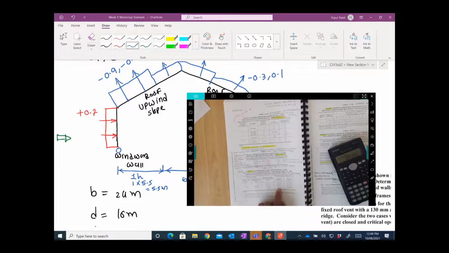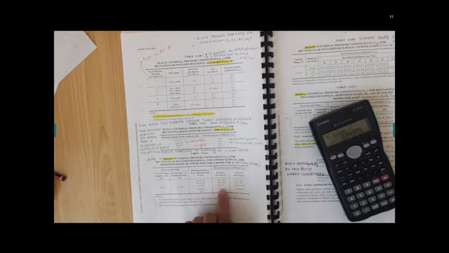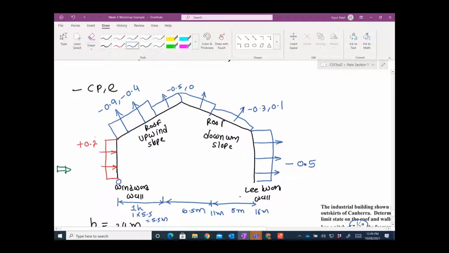These are all the values I took from here. So this is minus 0.9, minus 0.4, minus 0.5, minus 0.3. Basically, it says that where the wind enters, this is where it hits hardest. So you have very high uplift pressures, and then when it exits, it has low pressures. Okay, so I hope you understand how you calculate the Cpe value for the three different zones.